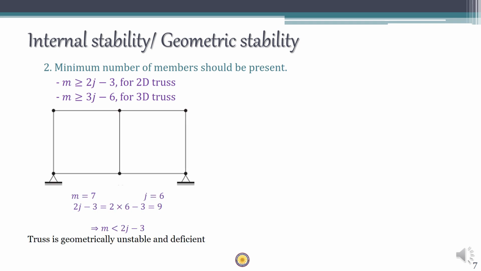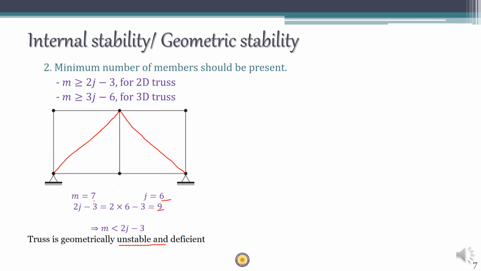So let's see an example here. This is a two-dimensional truss. We have 1, 2, 3, 4, 5, 6, 7 members, and j is equal to 6. If you calculate 2j minus 3, it is 9. Here the number of members m, 7, is less than 9, so m is less than 2j minus 3, which means that the structure is geometrically unstable. If you want to make this structure stable, you will have to provide two additional members. So lack of members is the reason for instability here. To make this stable, you have to provide a member like this and add one more member from here to here.